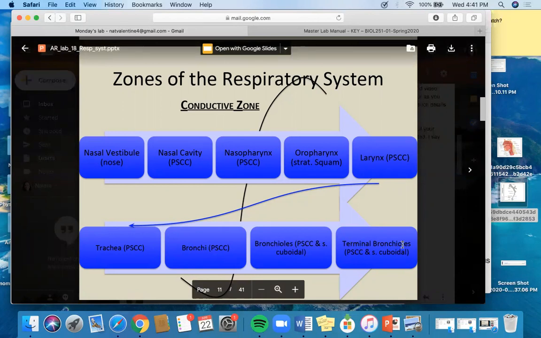You need to know this order, as well as all of those landmarks that I just went through with you on page 298 and 299. And of course, you need to know the different epithelial tissues as well that are a part of the conductive zone, but you'll learn about that in a different video.